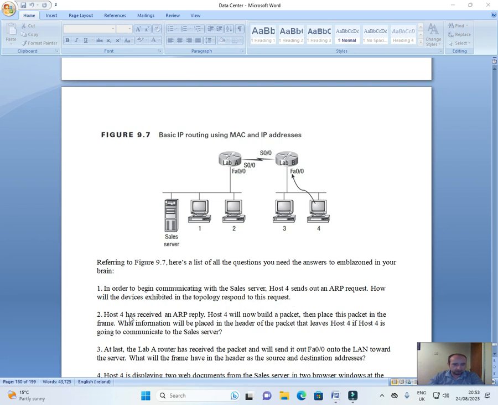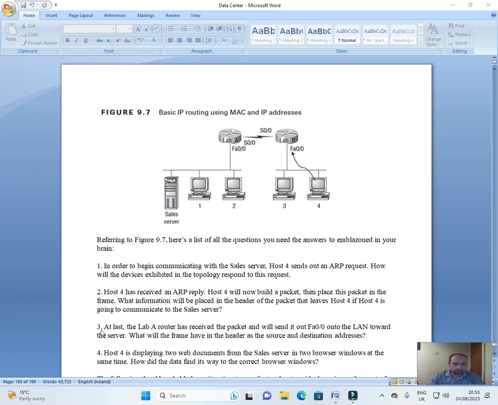2. Host 4 has received an ARP reply. Host 4 will now build a packet, then place this packet in the frame. What information will be placed in the header of the packet that leaves host 4 if host 4 is going to communicate to the sales server?